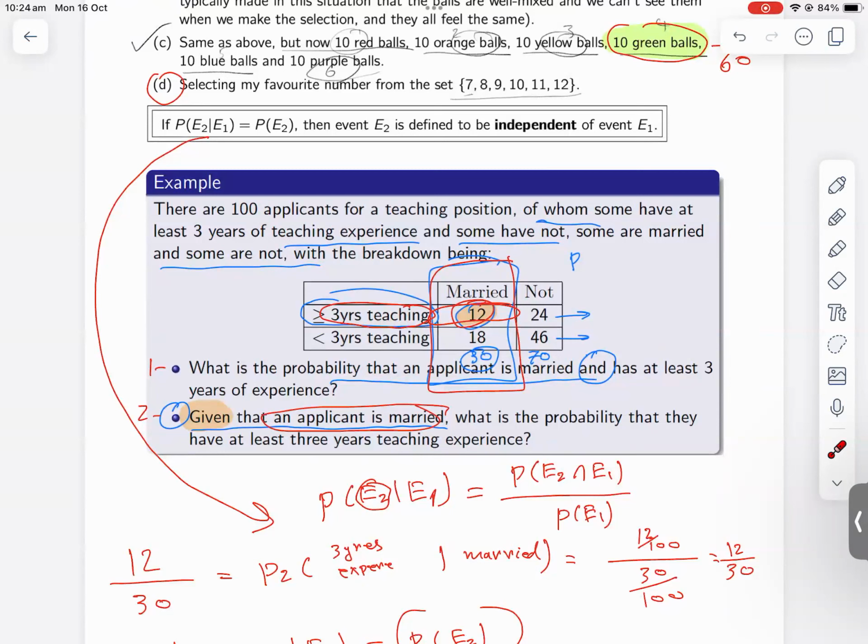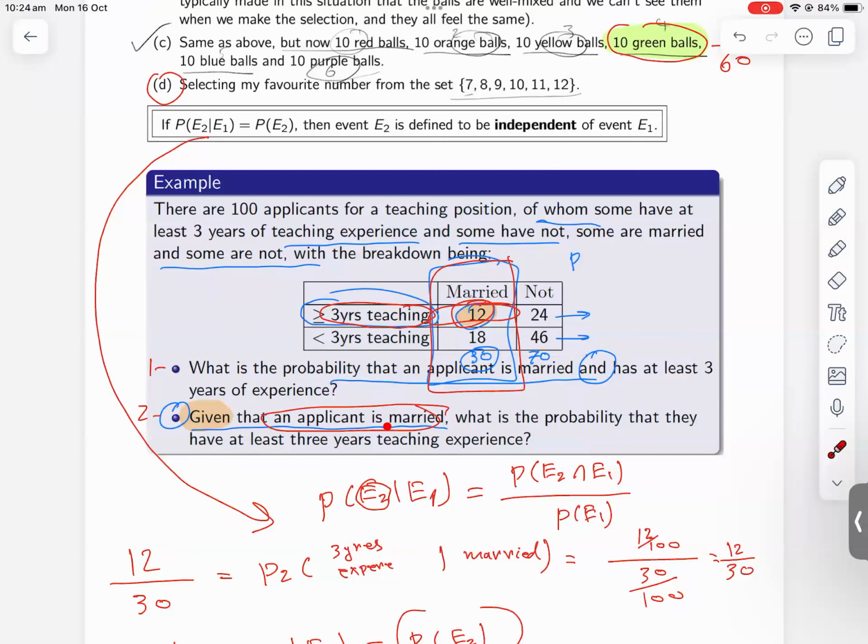But given that the applicant is married, it means we know that he or she is married. So what is the probability that he or she has 3 years teaching experience? Given that, obviously it is conditional.